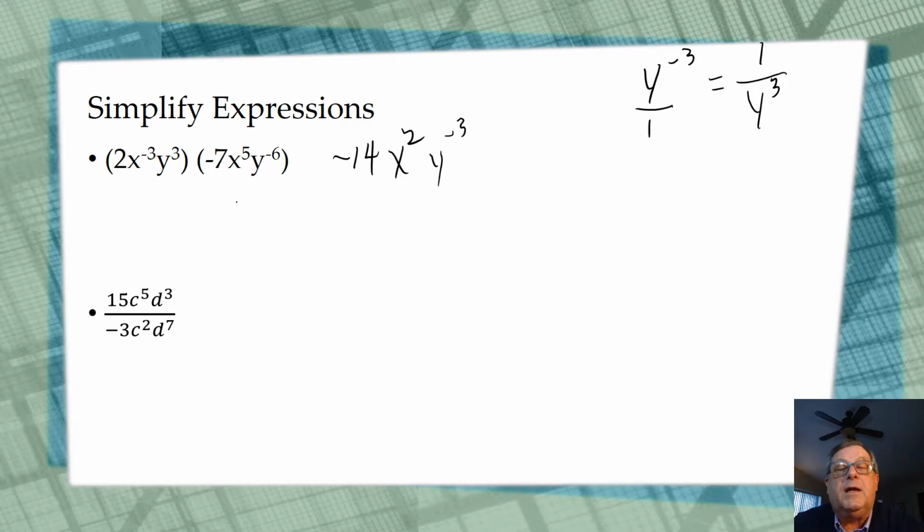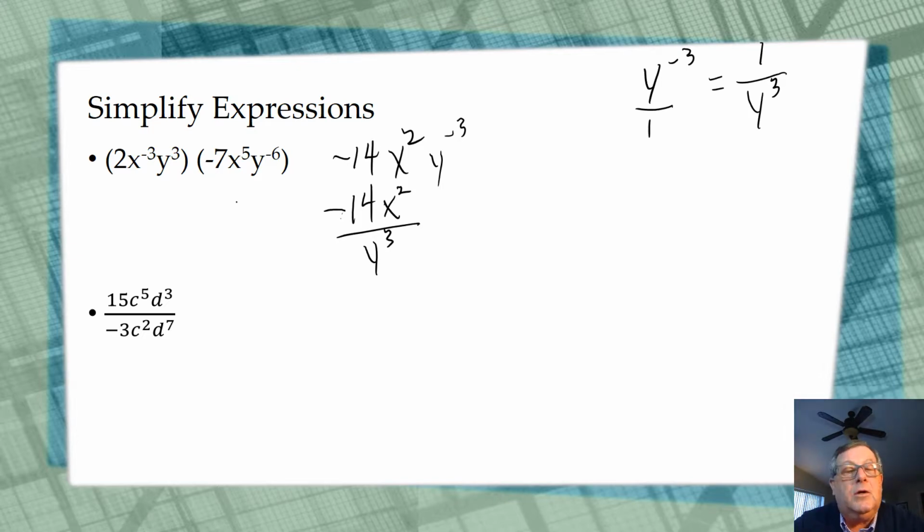Well, we've got negative 14 times x squared times y to the negative 3rd power. To satisfy our rule of no negative exponents in simplifying this expression, we can finish this off by saying this is negative 14 x squared over y cubed. And we have fully simplified this one.